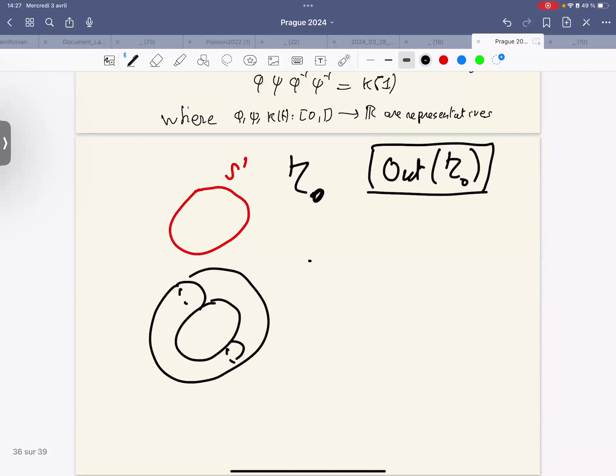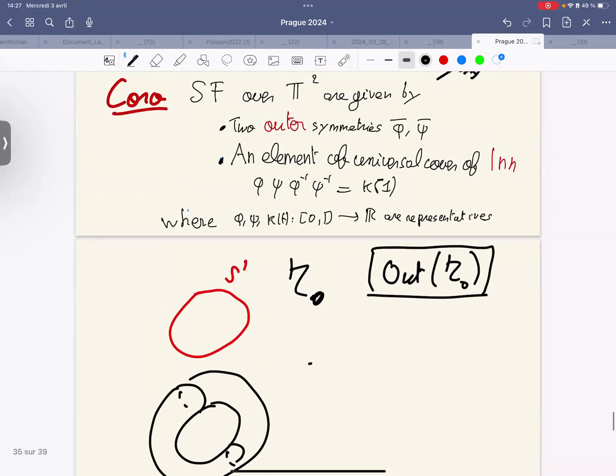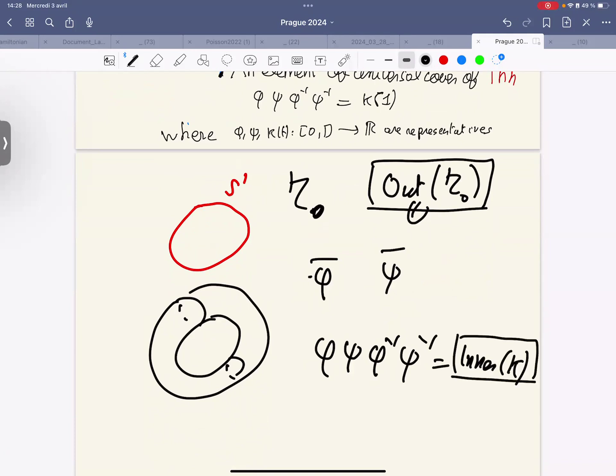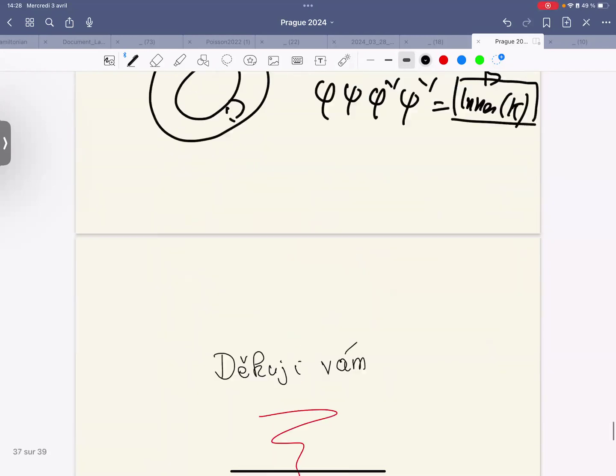What you need to have is two outer symmetries, phi and psi, so that if I take the commutator of any of their representatives, well, of course, I need to get an inner symmetry. But it's not exactly what I want. I want to have an element of the universal cover of the group of inner symmetries. So, well, it's not an easy classification.